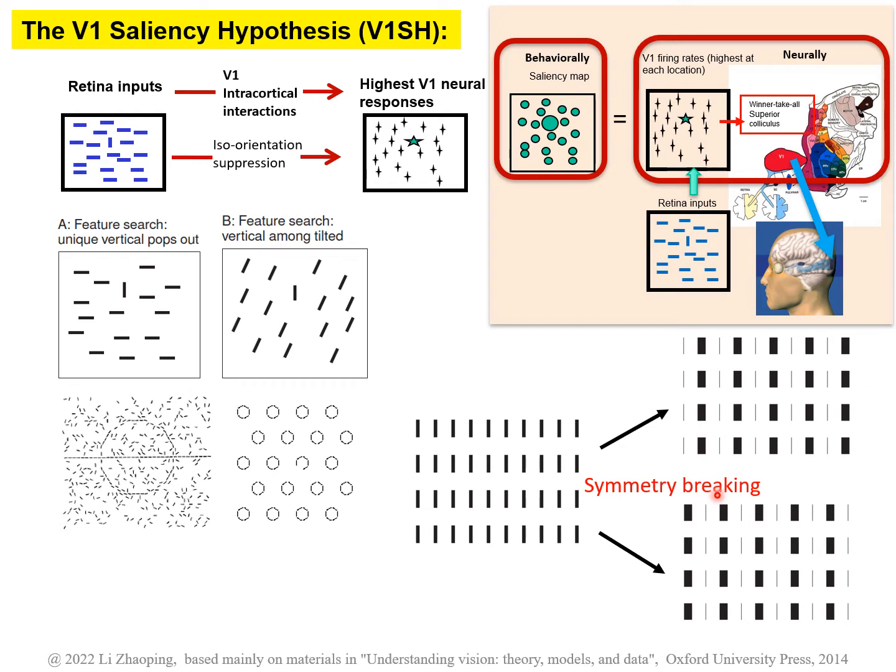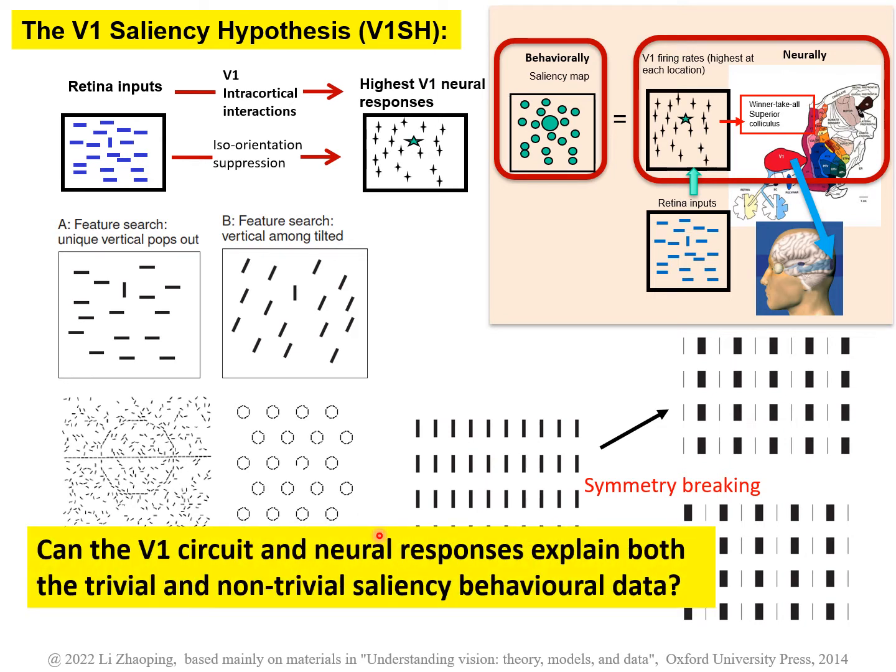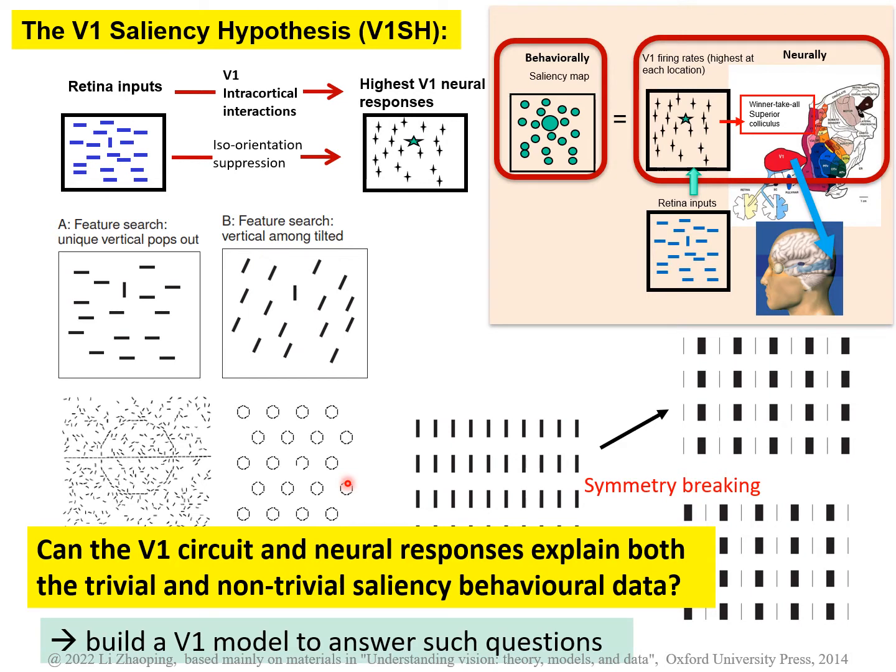Therefore, we could test this V1 saliency hypothesis further by asking whether V1 mechanisms and its neural responses could also explain a whole body of behavioral data, some of them quite non-trivial, and they have been known for decades. Now, however, it's very difficult to do an experiment to observe responses from millions of V1 neurons to all kinds of non-trivial visual inputs such as these ones. Instead, we can do a substitute by building a V1 model to get simulated V1 responses to answer these questions.